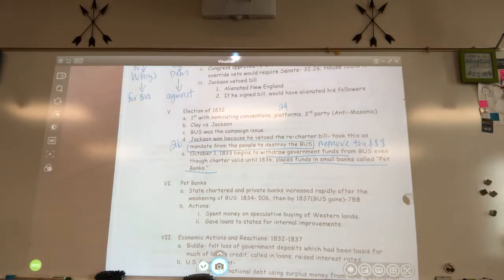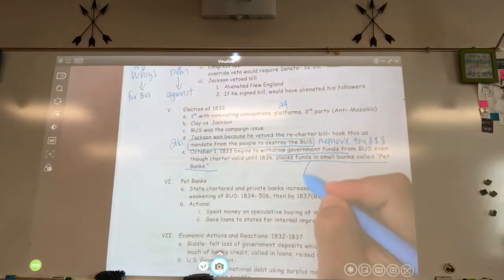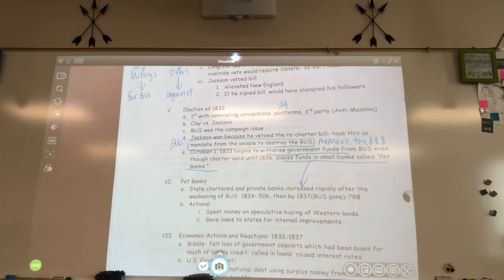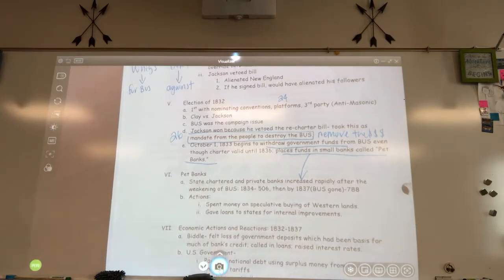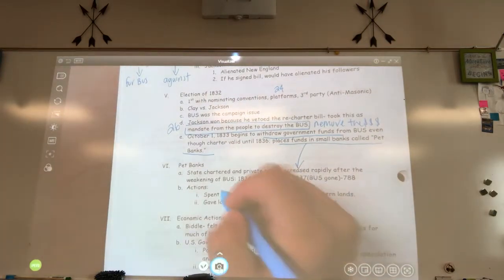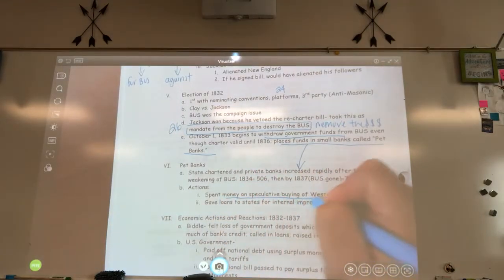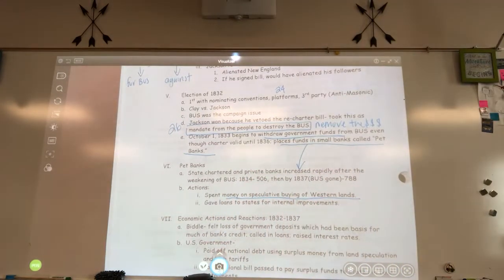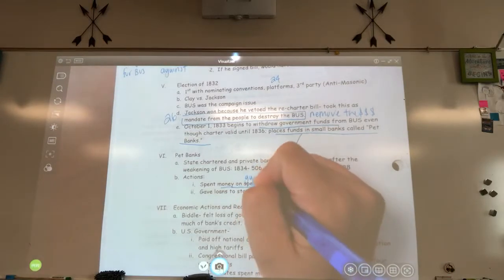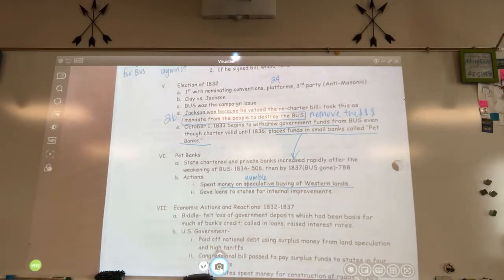Pet banks. Did they suck up to the president if they're called pet banks? Yes. But they're going to make some big oops with this money. He placed all of this money in these pet banks, and these are state and private charter banks that had just come after this time period. And we're going to see they're going to use the government's money and spend it on speculative buying of Western lands. Do y'all remember what it means to speculate? To gamble. So could they win or could they lose? Both, right? So are they really going to win? No, they lost the government's money.